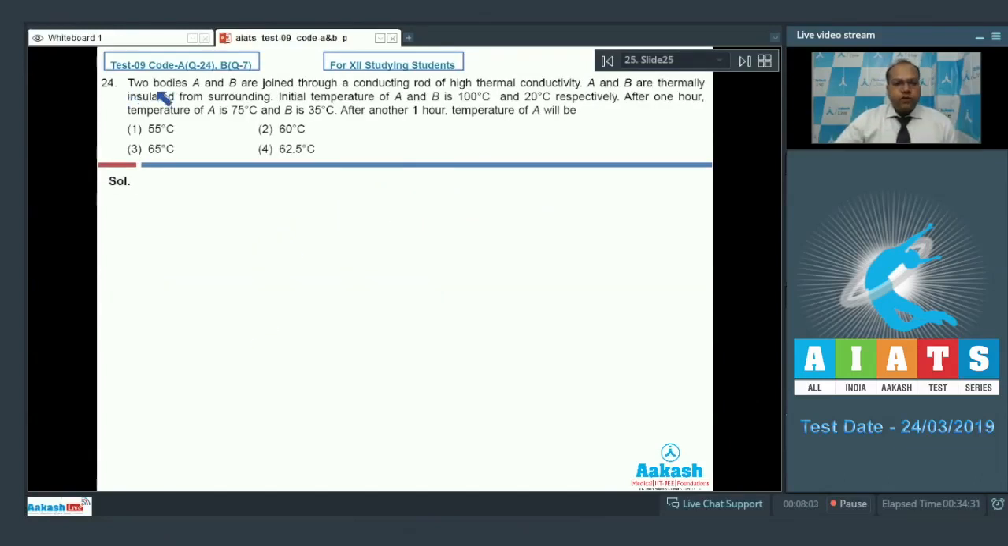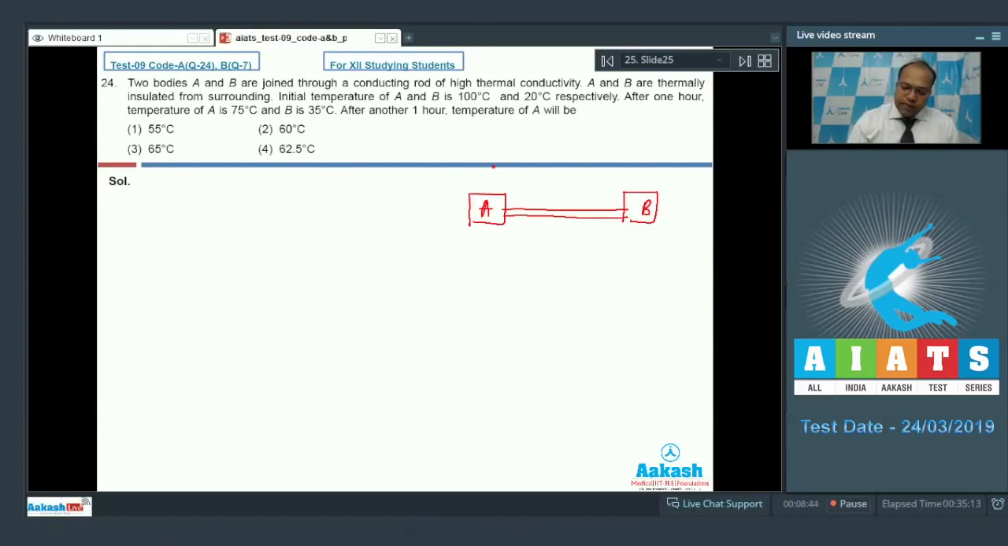In question number 24, two bodies A and B are joined through a conducting rod of high thermal conductivity. A and B are thermally insulated from surrounding. Initial temperature of A and B is 100 degrees Celsius and 20 degrees Celsius respectively. After 1 hour, temperature of A is 75 degrees Celsius and B is 35 degrees Celsius. After another 1 hour, temperature of A will be. Let's analyze the situation. This is body A and this is body B, and they are connected by a high thermal conductivity rod.